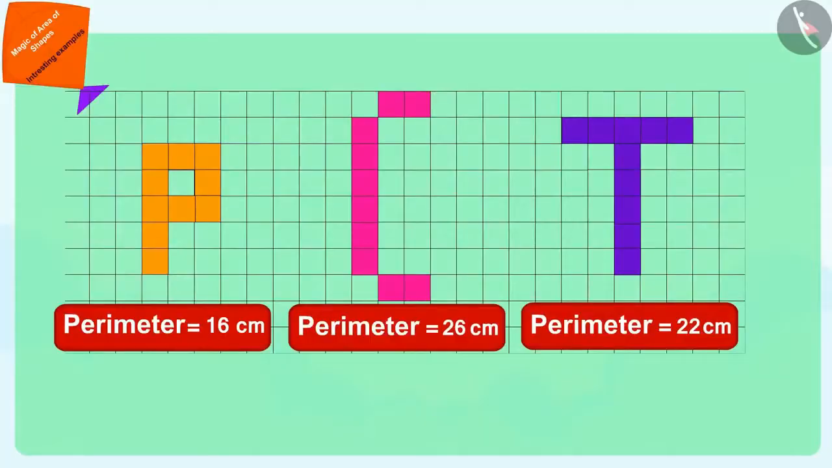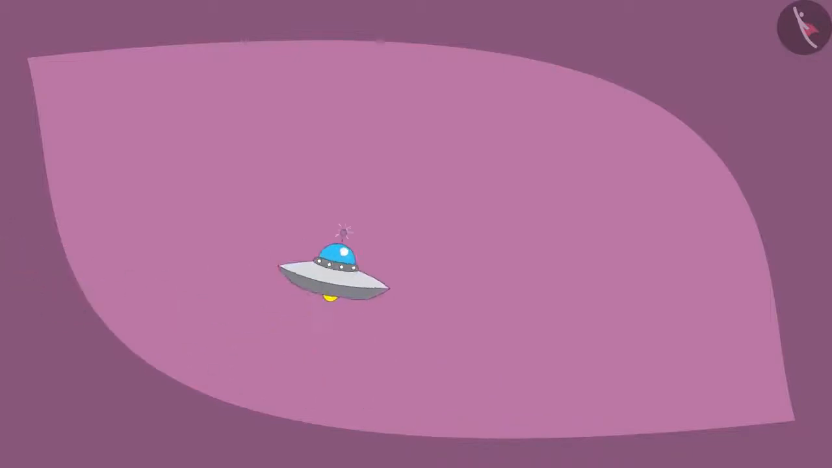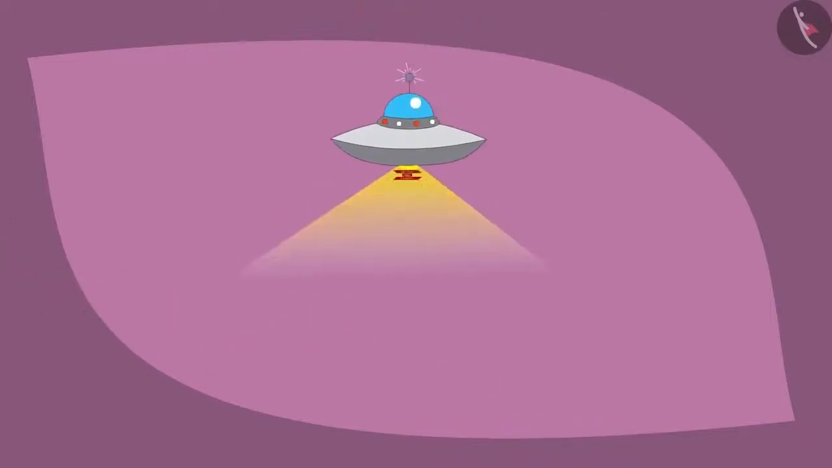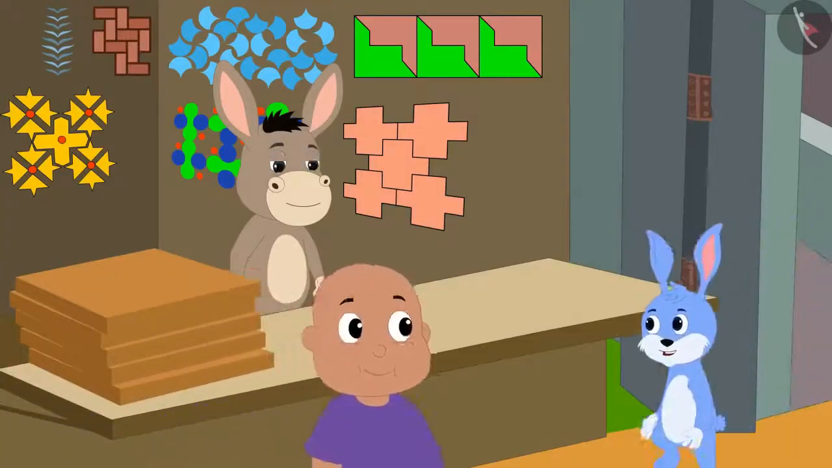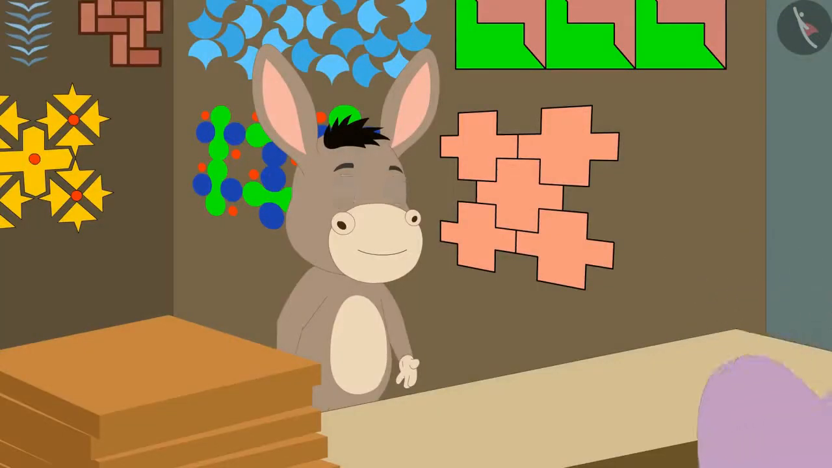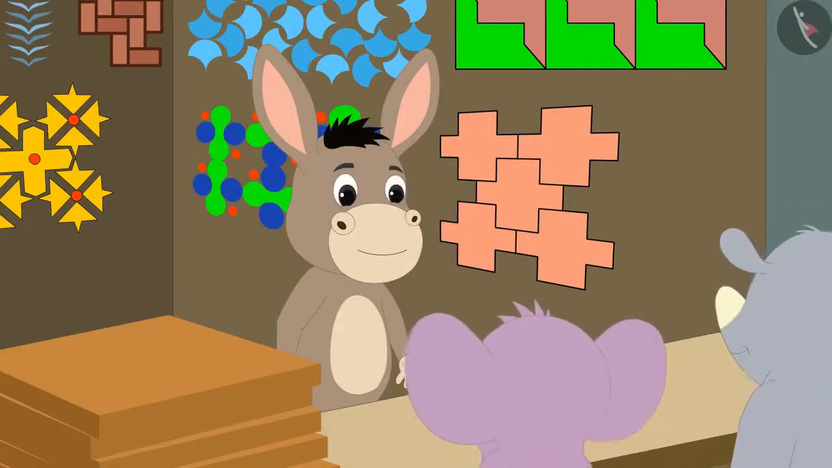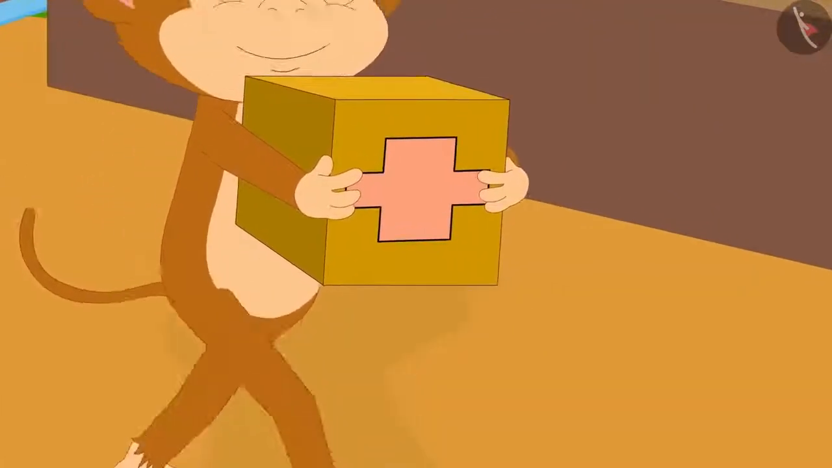Hello children! In the previous video, we saw some more interesting examples of finding areas of shapes. In this video, we will see even more interesting examples related to this. Tiles of very beautiful and unique shapes have become available in the market these days. Everyone is decorating their homes with these tiles. Babban bought tiles of this shape to decorate his house.